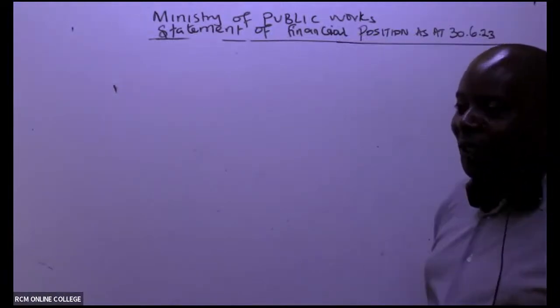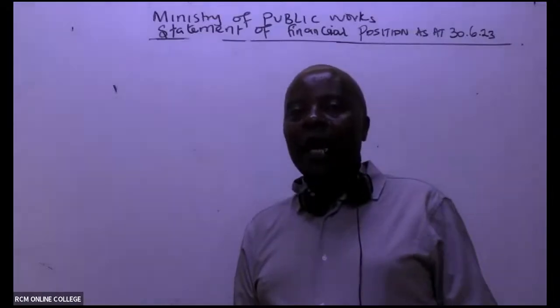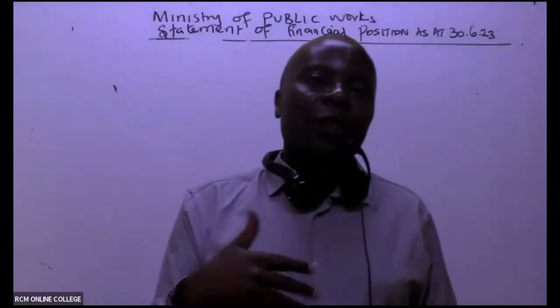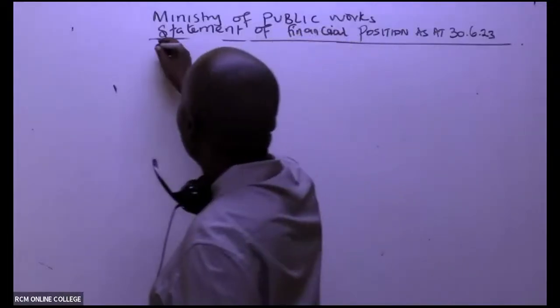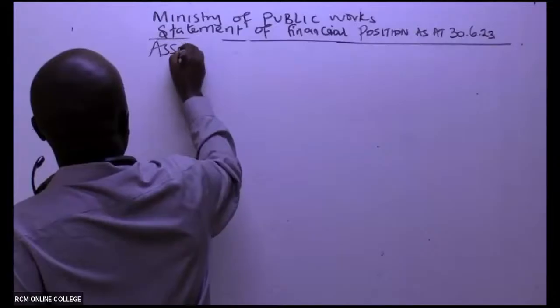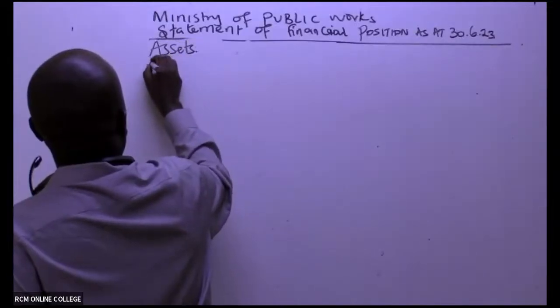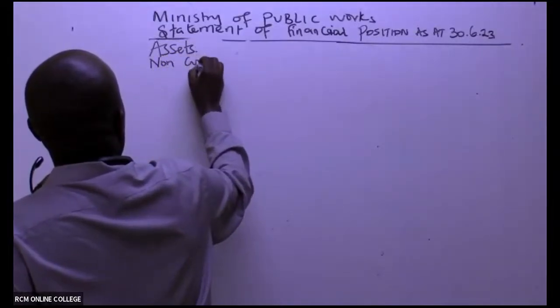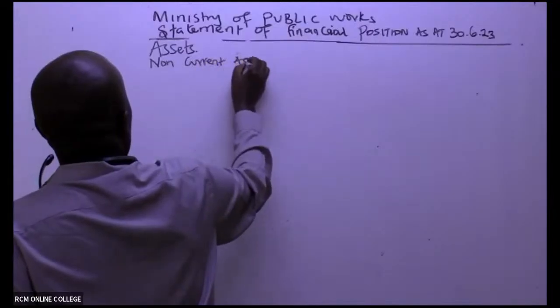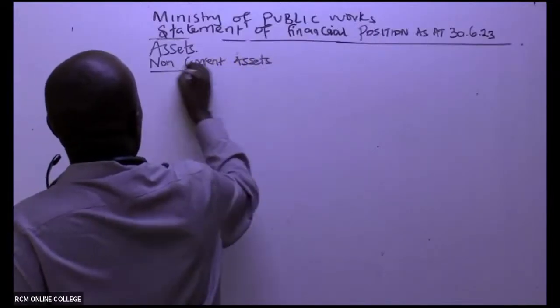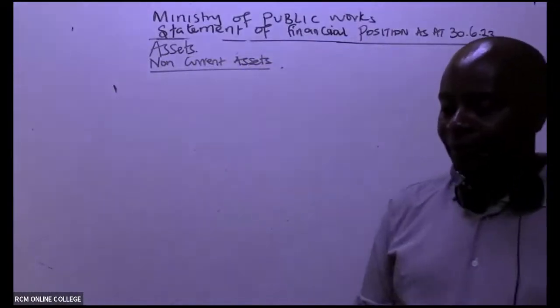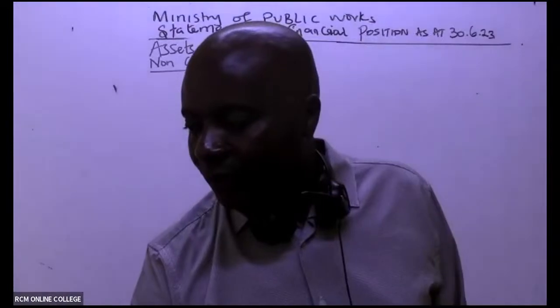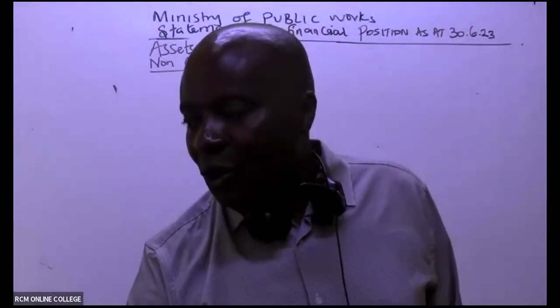No more things, ladies and gentlemen. I have to start by accounting for the assets of the entity. So we start with the assets. So we have here non-current assets according to IPSAS. We have already been able to mark them, so ours is to pick them.